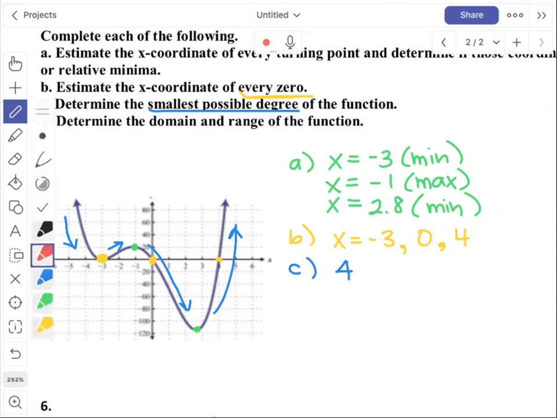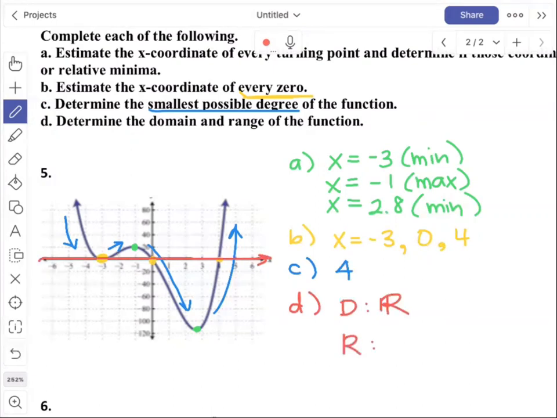All right, and the last thing is determine the domain and range. I'm going to scan across my x-axis, and I see I have graph going everywhere since the arrow goes to the left and the arrow goes to the right. So my domain is all real numbers.